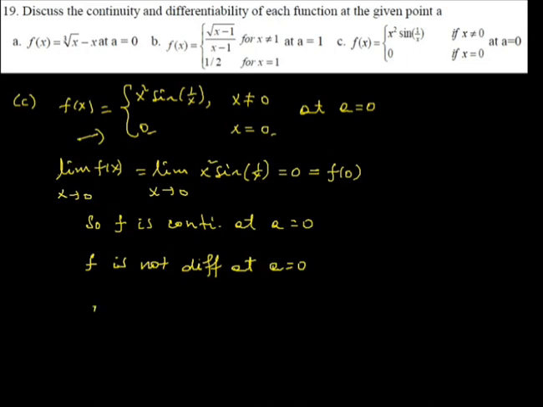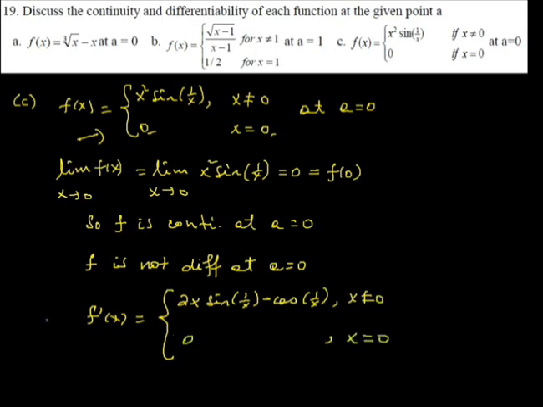The derivative of this function is f prime equals 2x sine of 1 over x minus cosine of 1 over x. This works for x different from 0, and it becomes 0 for x equal to 0. So you can evaluate the limit and observe that this function is not differentiable.